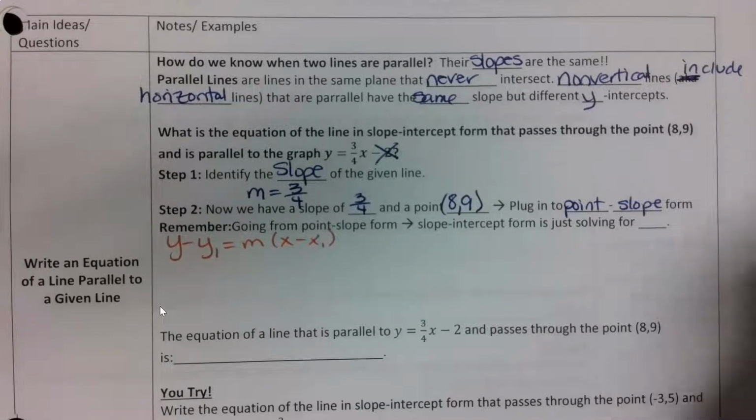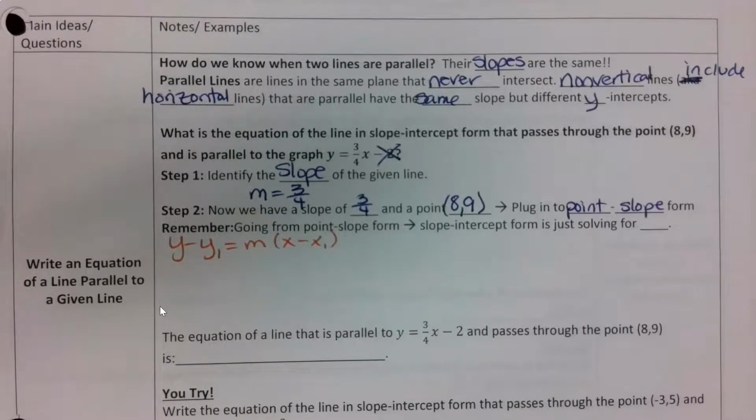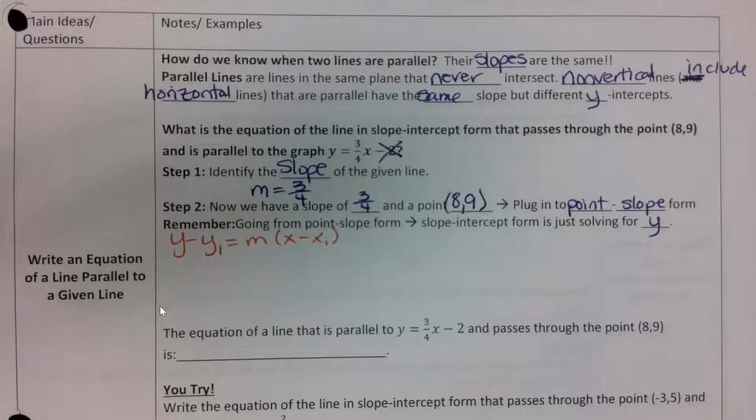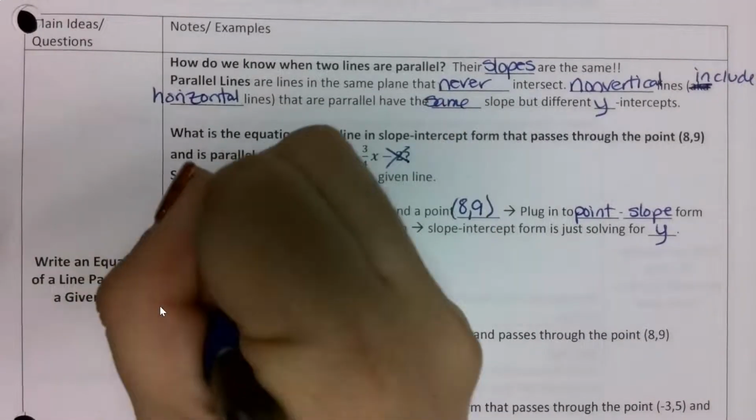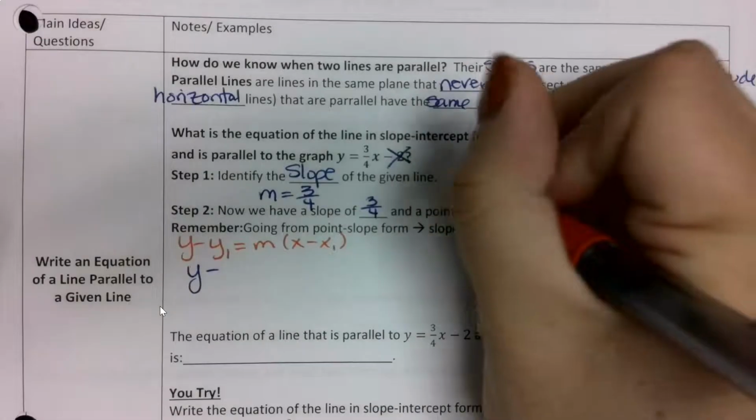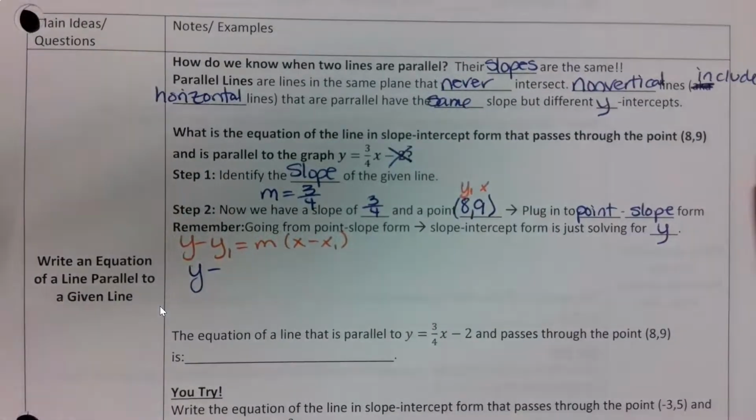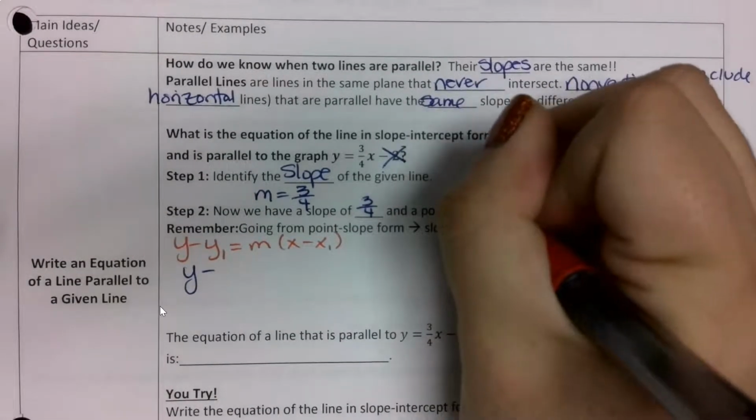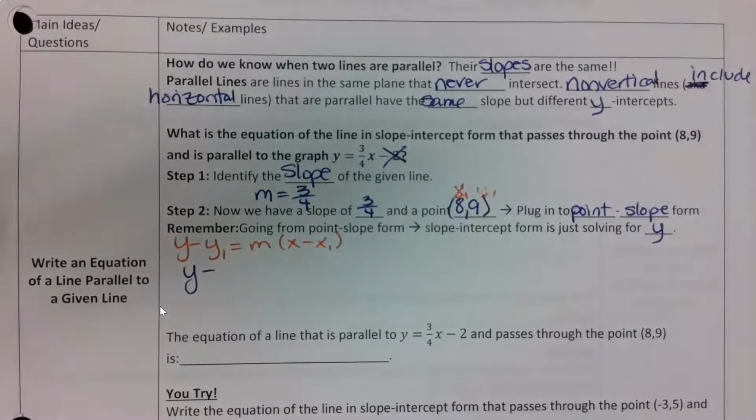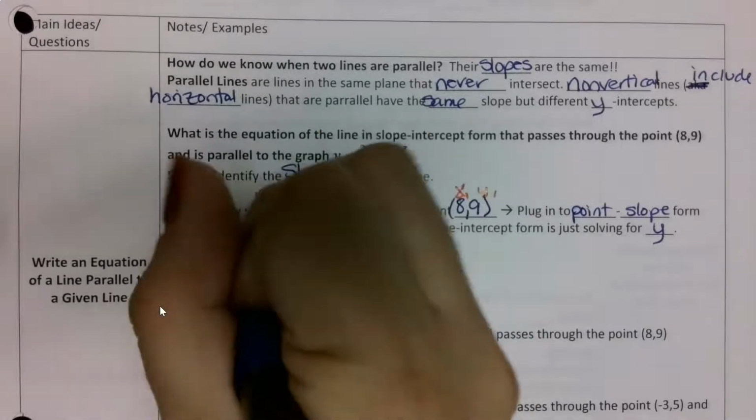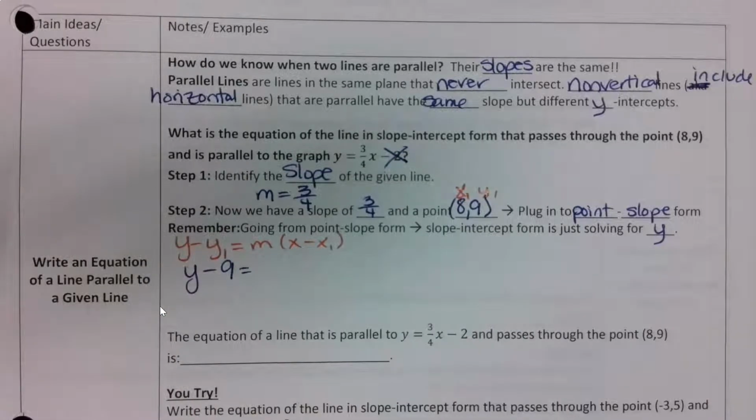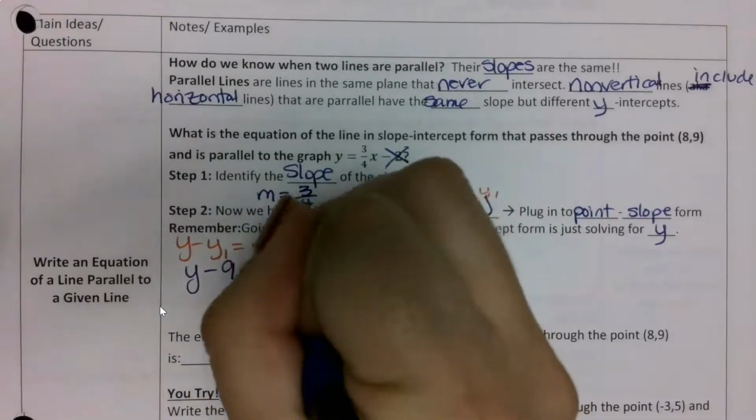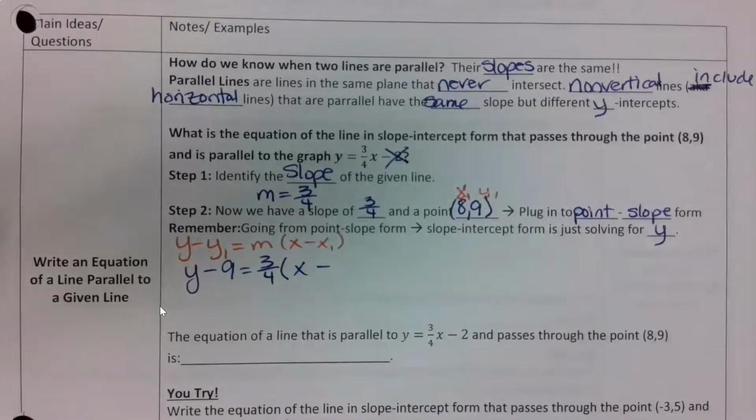To turn point-slope form into slope-intercept form, we're just going to go ahead and solve for y once we plug in. So my y is going to stay alone. My y1 is going to turn into what? 9. And my slope was what? 3/4. That 2 is not important. That's why I crossed it out. Then I have x minus, what was my x1?